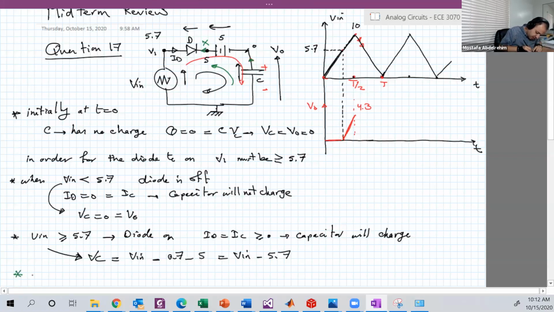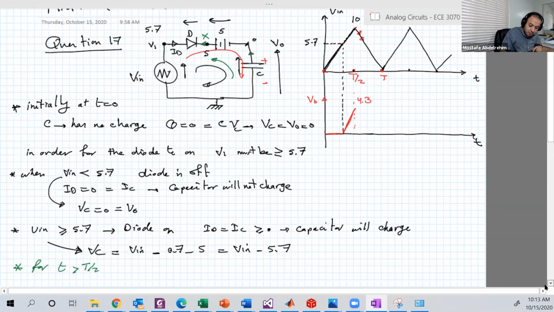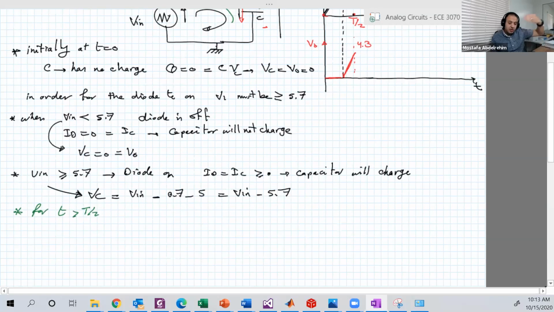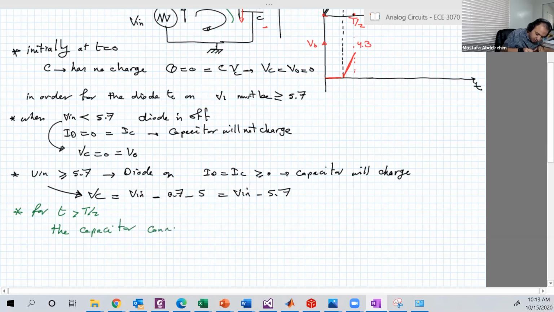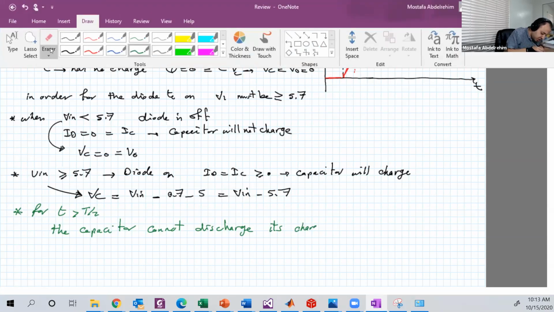So let's write this down here. For t larger than T over 2, for any time greater than T over 2, forever until infinity, the capacitor cannot discharge its charges. It cannot discharge, and that's it.